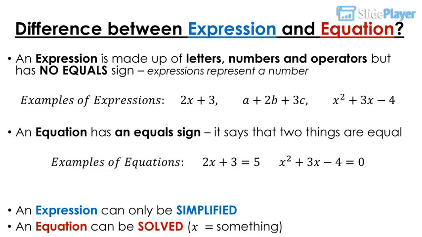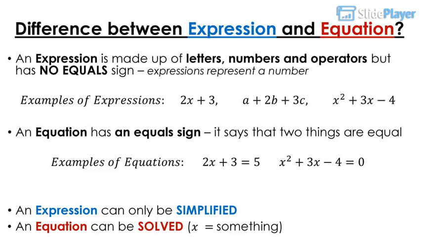Difference between expression and equation. An expression is made up of letters, numbers and operators but has no equal sign. Expressions represent a number. Examples of expressions: 2x + 3, a + 2b + 3c, x² + 3x − 4.